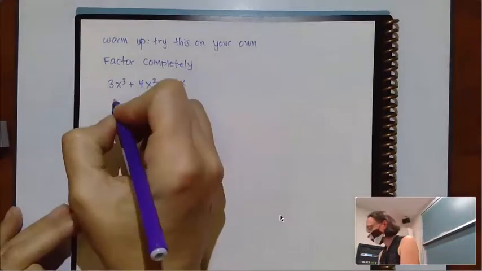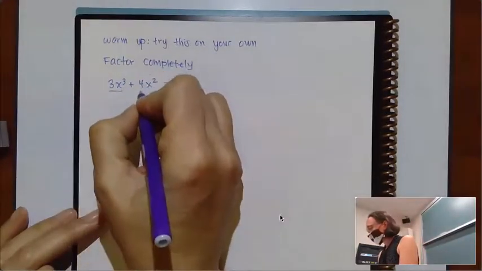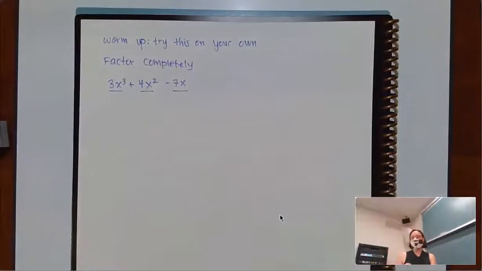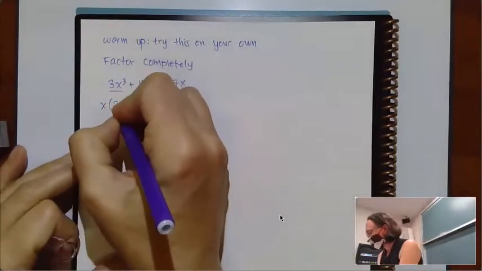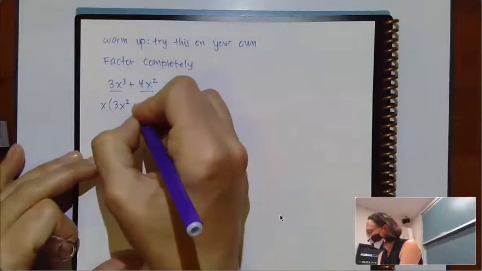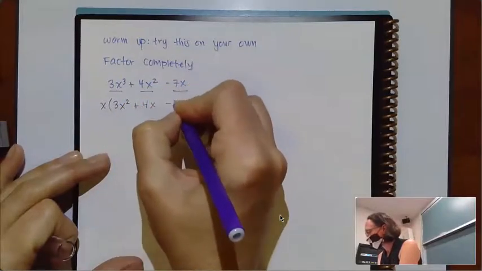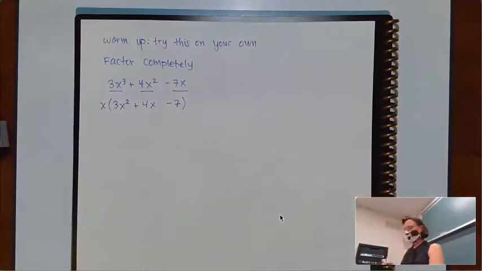So if I look, kind of first shot here, I'm thinking about what's the greatest common factor that I can pull out? What do they all have in common? So that's what I'm going to pull out first. And then I'll have 3x squared plus 4x minus 7.